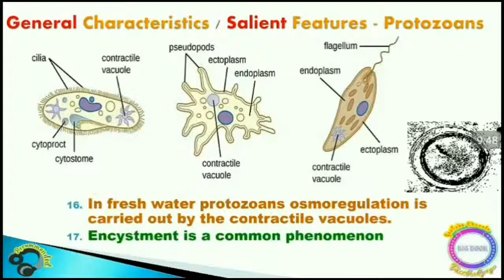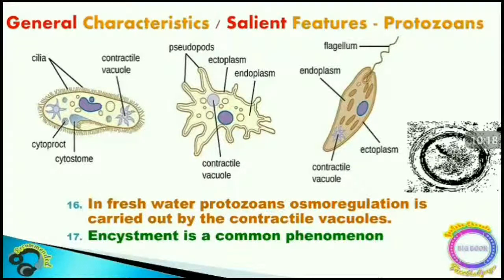So here in this slide you can see the contractile vacuole, how it appears in different unicellular organisms. That is the Paramecium at the left, in the middle the Amoeba, and on the right side the Euglena. They have marked the contractile vacuole in all of them. In freshwater protozoans, osmoregulation is carried out with the help of the contractile vacuoles.